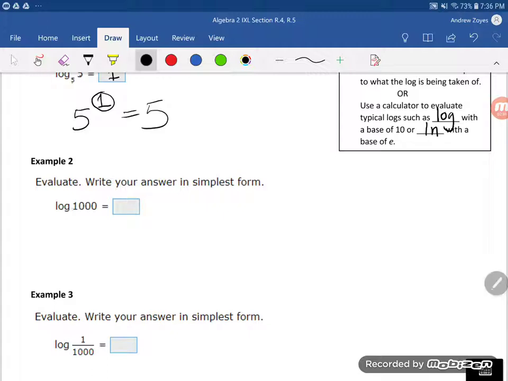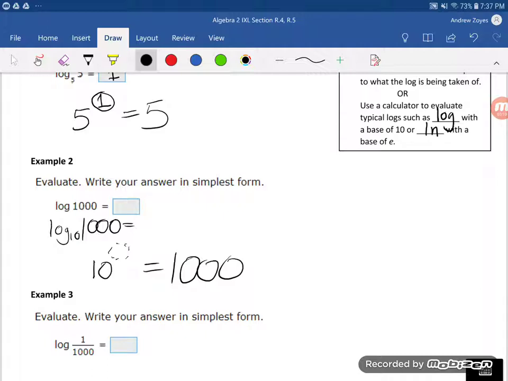Notice there is no base written on it, and it just says log. You need to remember what the base of that is going to be. So this is the same as log base 10 of 1000. Remember, if we don't say what the base is, we assume it to be 10. So now that same question is, how do we get 10 with some kind of power to become 1000? Maybe you need to pause and think about it. How many 10s need to multiply to get to 1000? Well, you need 3 10s.